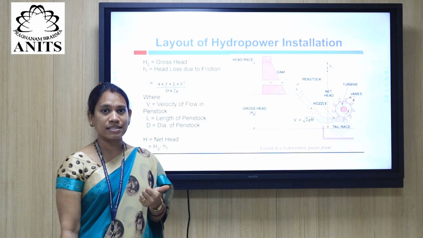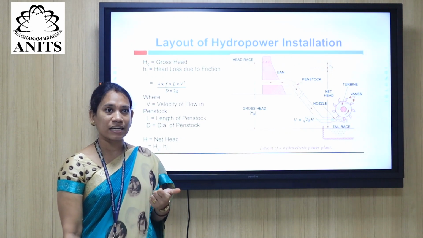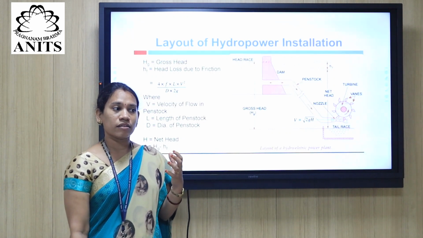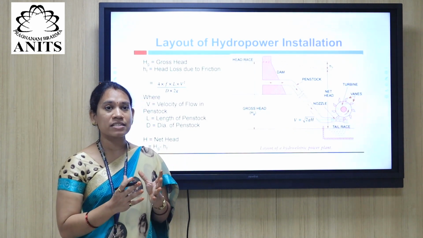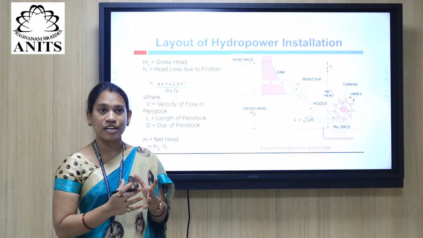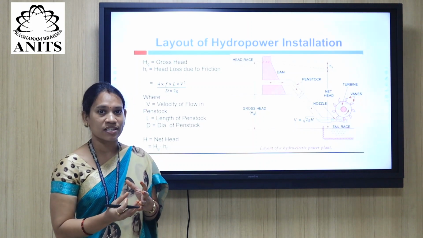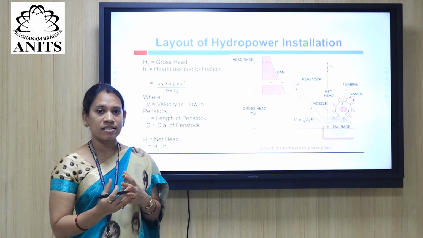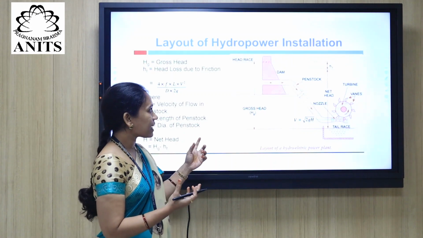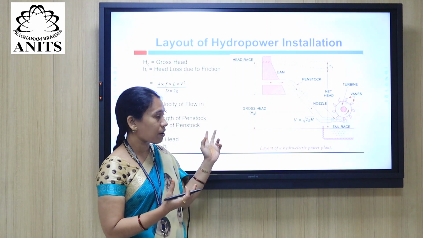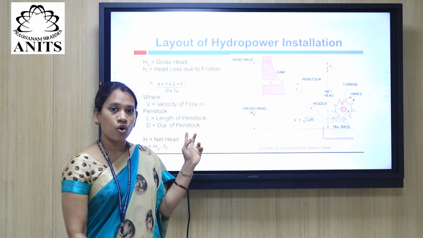That is exit from the pipe, entry into the pipe, when the pipe is suddenly enlarged, when the pipe is suddenly contracted, or any obstruction in the pipe. These are the reasons why we get minor losses. But while calculating net head from the gross head, we will consider only major loss.